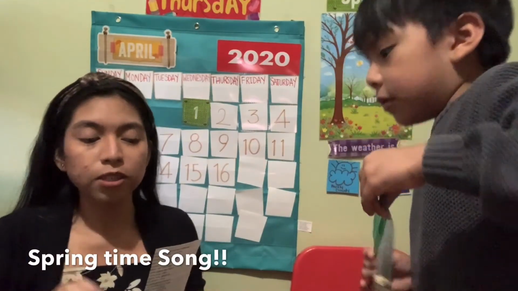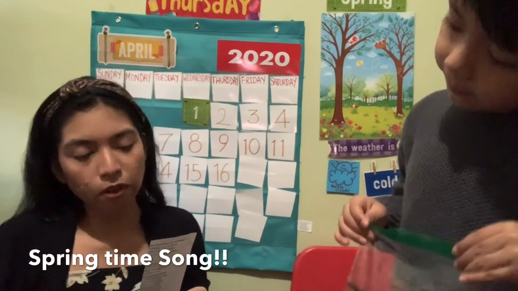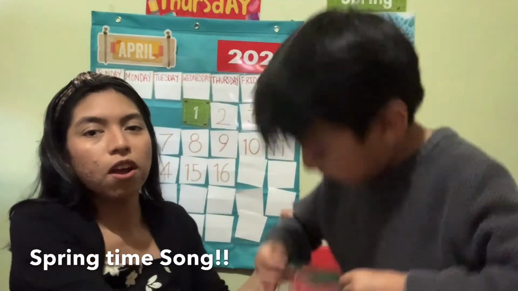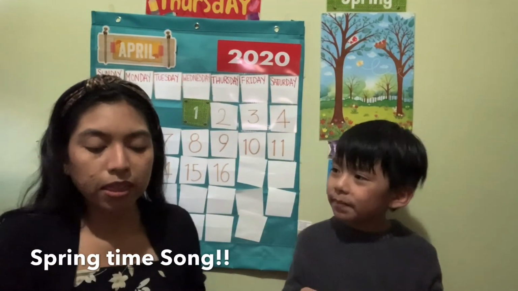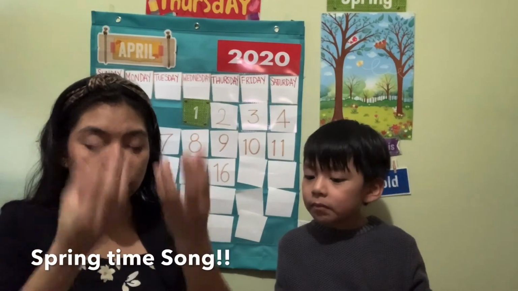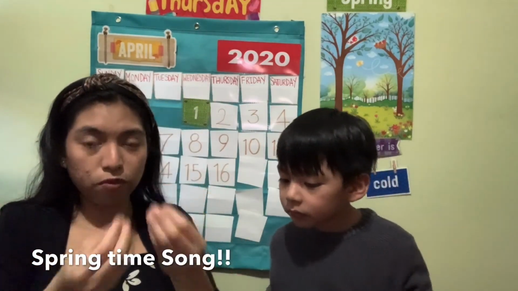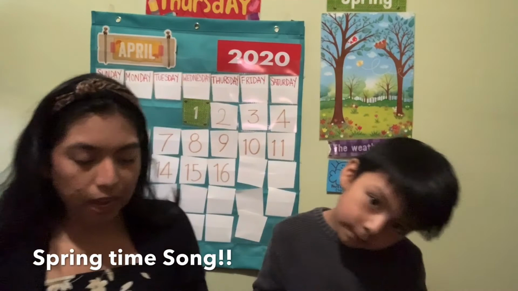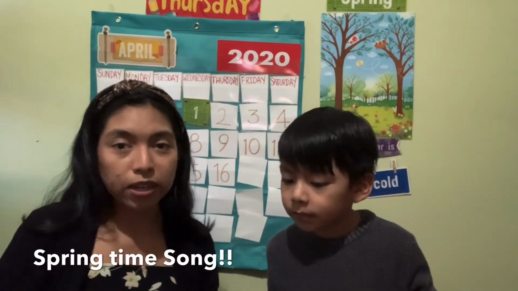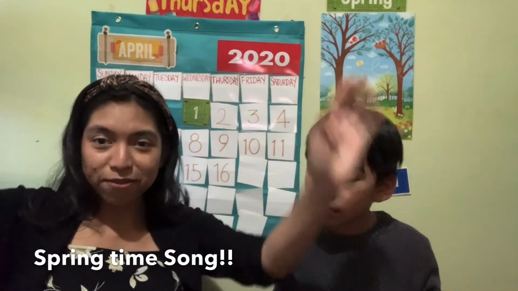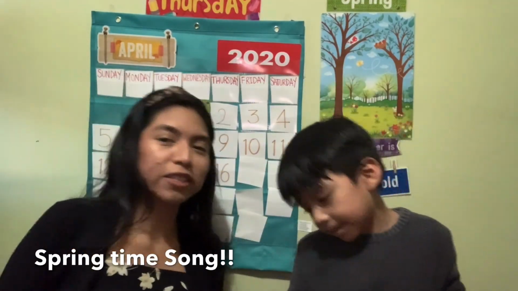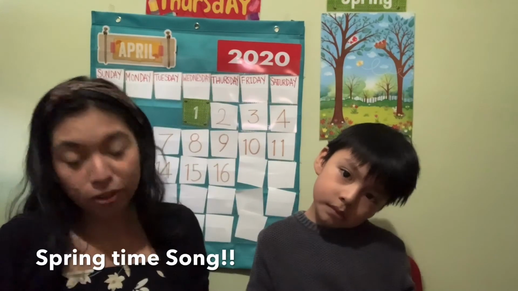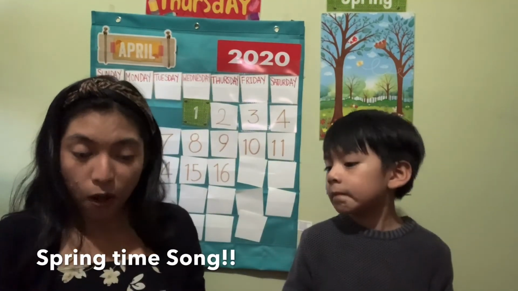The rain in the springtime falls, falls, falls. The rain in the springtime falls, falls, falls, all springtime long. The flowers in the springtime grow, grow, grow. The flowers in the springtime grow, grow, grow. All springtime long. The birds in the springtime fly, fly, fly. The birds in the springtime fly, fly, fly, all day long. All springtime long.